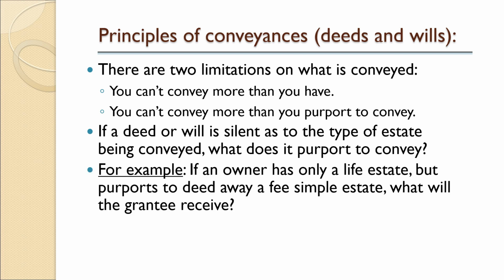Let's take an example of this. Suppose an owner has only a life estate, but purports to deed away a fee simple. And they could do that simply by giving a person a deed that says, I convey this land to A. What will the grantee receive? Well, even though the deed purports to convey a fee simple absolute, if the owner only has a life estate, of course, only a life estate will pass to the grantee. You can't give somebody more than you have.